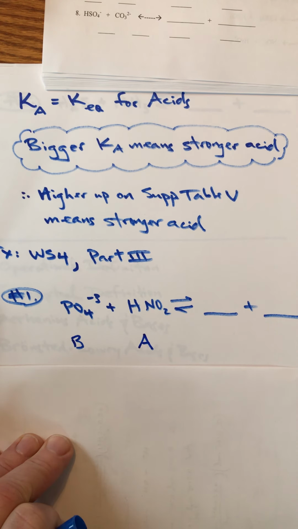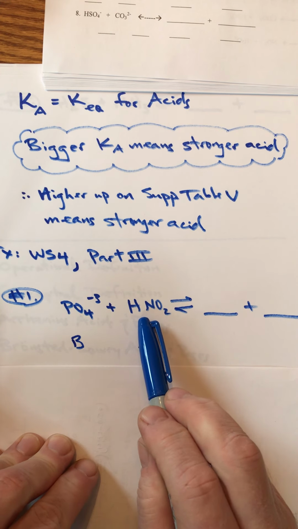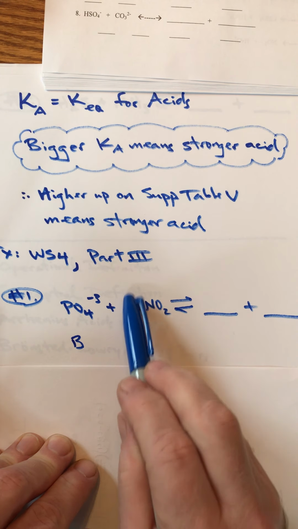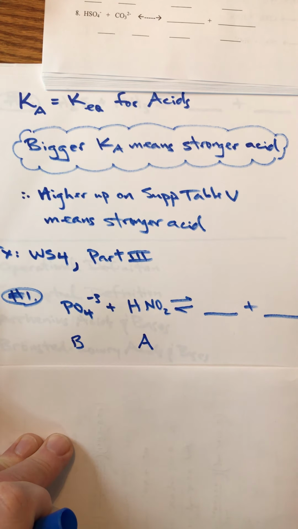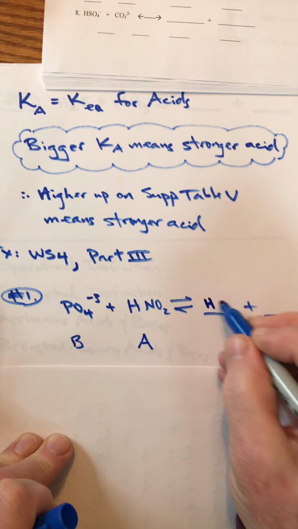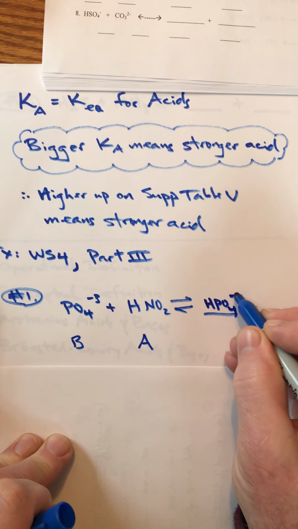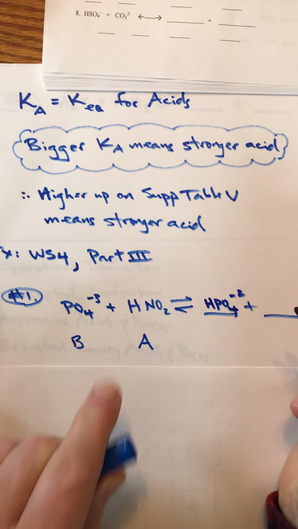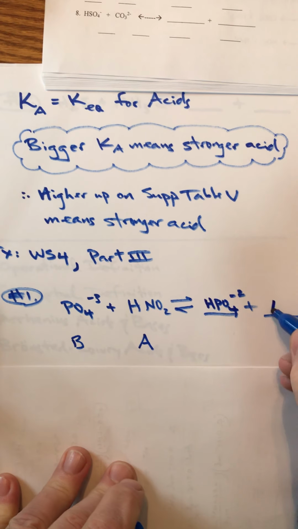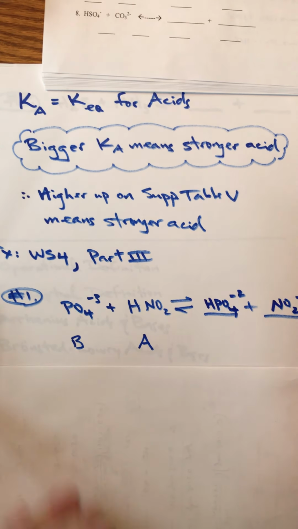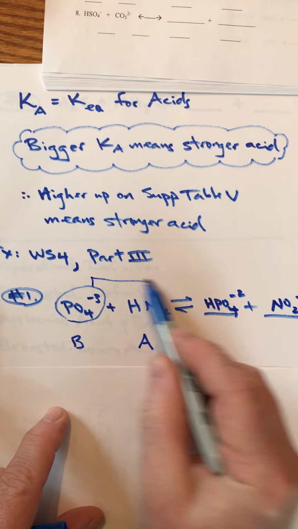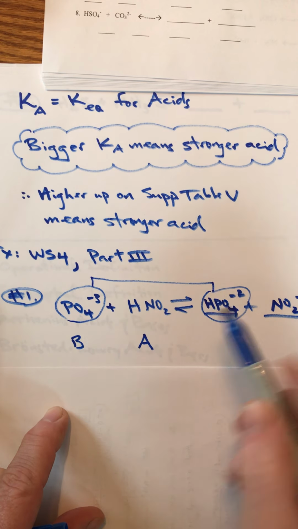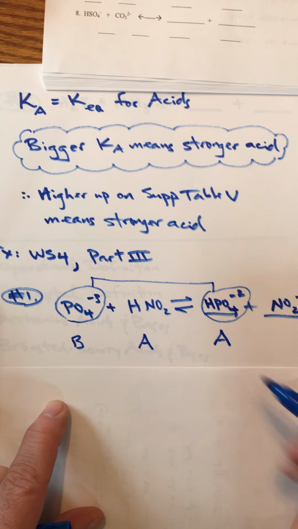Now, they are not conjugates of each other because they're on the same side of the equation. But if this species is an acid and it donates a hydrogen, this H positive is going to go over here. And if I combine H positive and PO4 negative 3, I get HPO4 negative 2. And if I took H positive away from HNO2, it becomes NO2 minus. Now this one looks a lot like this one. If that's the base, this is the corresponding acid.